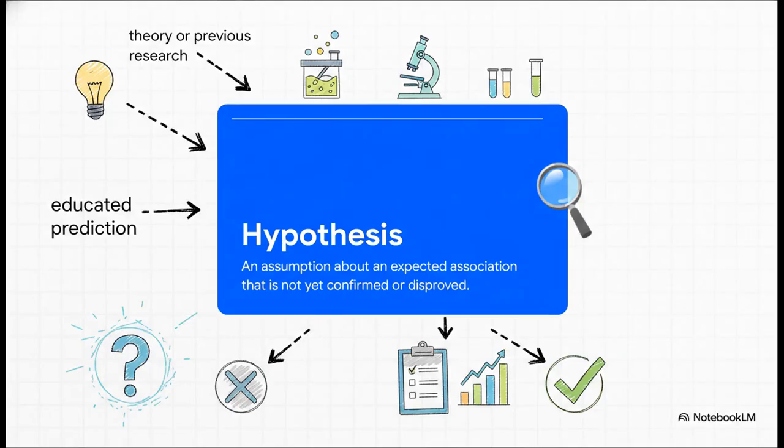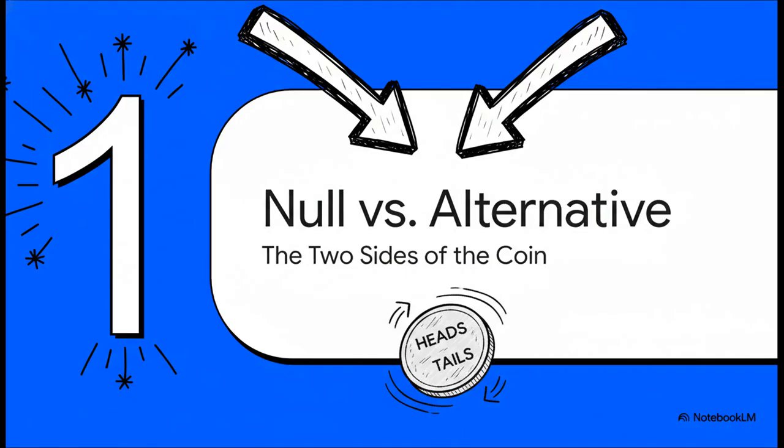To put it really simply, a hypothesis is just a precise, testable statement about what you expect to find. And look, it's not a wild guess in the dark. It's an educated prediction, something you come up with based on a theory you've read or maybe some previous research. Your entire study, from start to finish, is designed to see if the evidence you gather supports this prediction or challenges it.